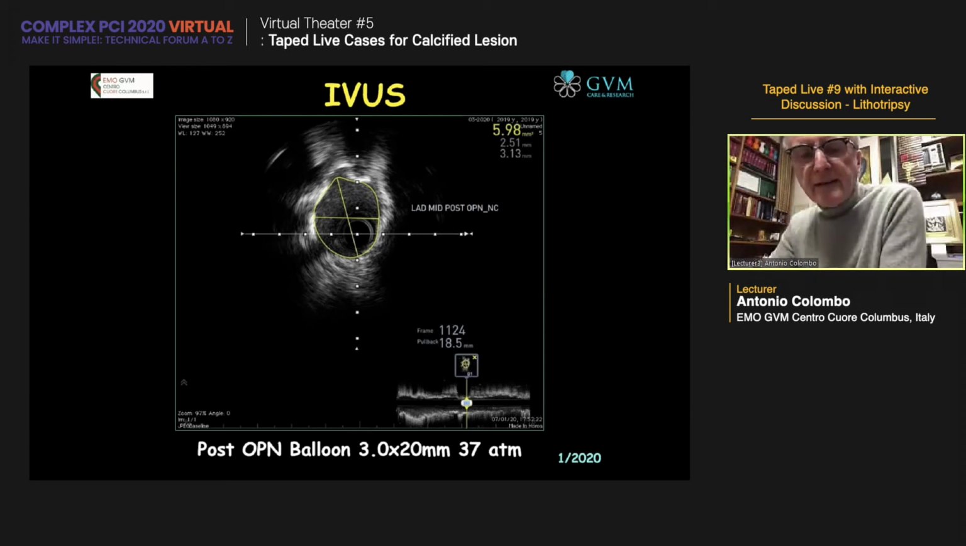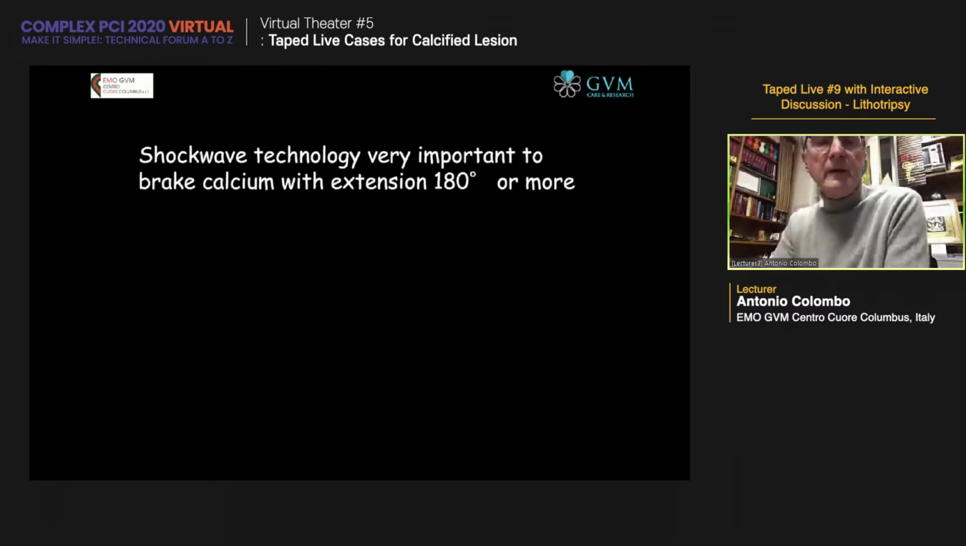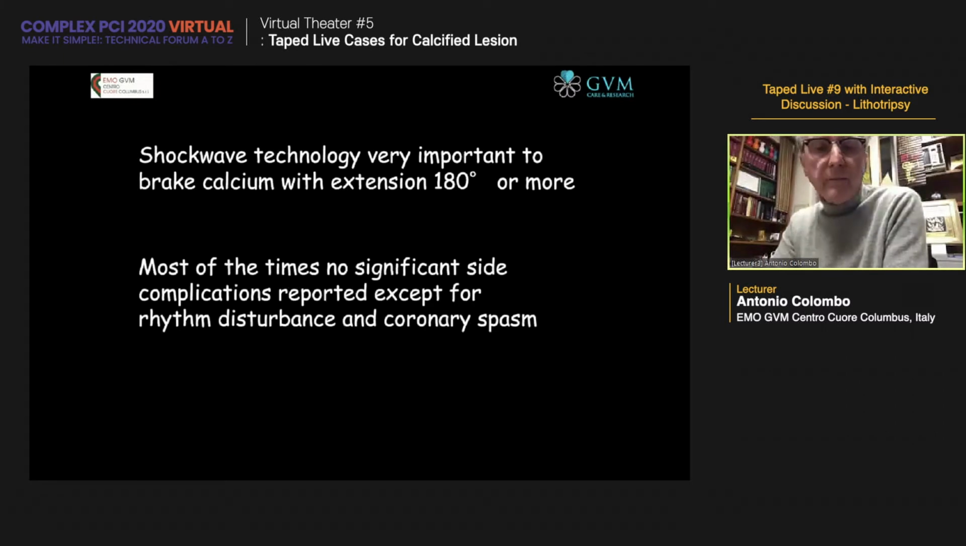So the message is: do not rely on a single device. Sometimes you need multiple devices. I don't know, maybe in this case we didn't have to use shockwave from the beginning, but I think combining different devices is sometimes important and necessary. So shockwave technology is very important to break calcium with extension of 180 degrees or more. Most of the time, no significant complications are reported except for rhythm disturbances and coronary spasm.